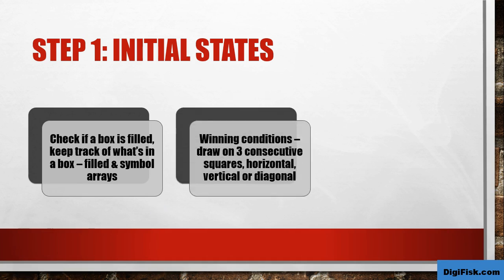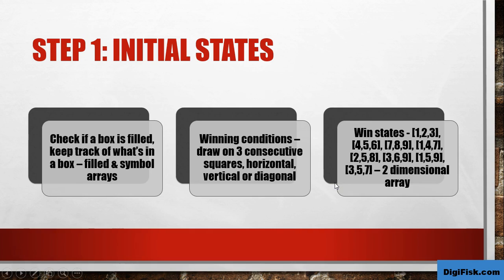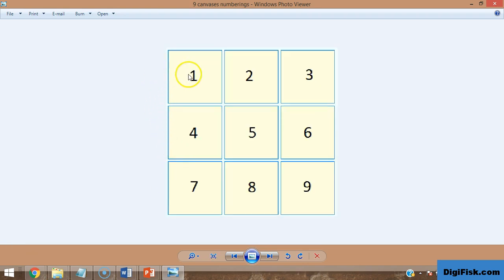Finally, we'll be setting up the winning conditions. In tic-tac-toe, you win if you manage to draw on 3 consecutive squares, either diagonally, horizontally, or vertically. So in this 9-square game, we only have 8 win states. These squares are numbered from 1 to 9. Accordingly, the win states would be 1, 2, 3; 4, 5, 6; 7, 8, 9; or 1, 4, 7; then 2, 5, 8; or 3, 6, 9; or 1, 5, 9; or 3, 5, 7. Let me show you a diagram so I can depict how all of that works.